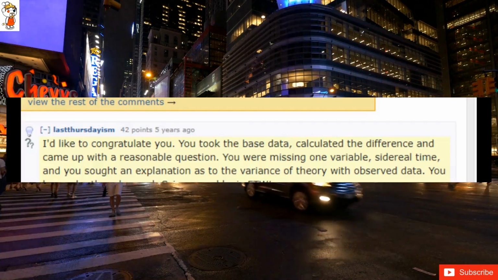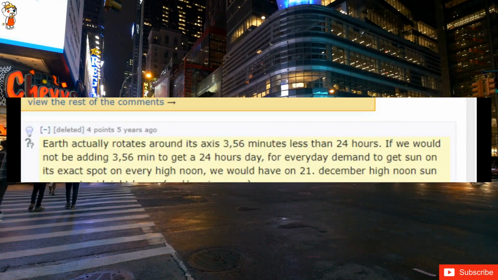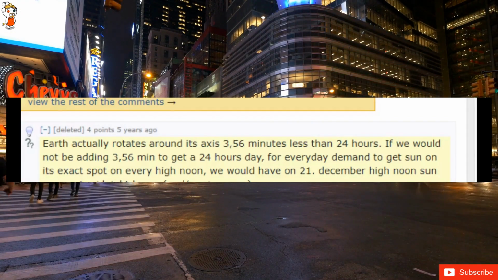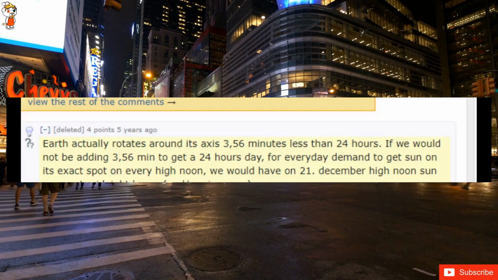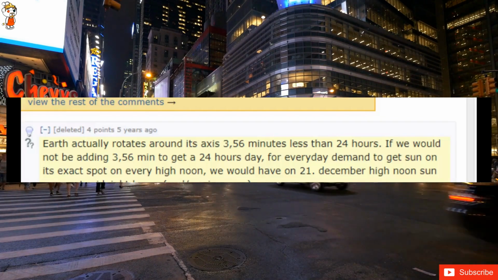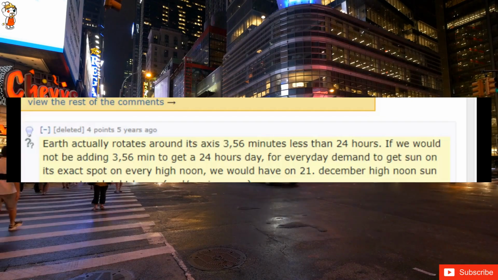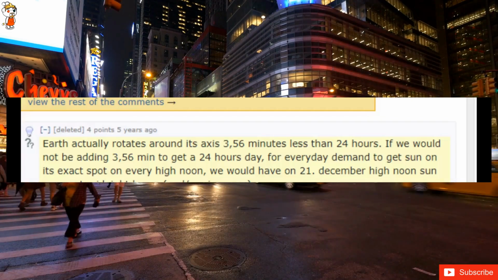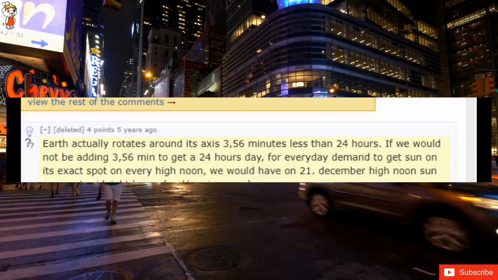Science and logic FTW. Earth actually rotates around its axis 3.56 minutes less than 24 hours. If we would not be adding 3.56 minutes to get a 24 hour day, for every day to get the sun on its exact spot at high noon, we would have on 21 December the high noon sun at exact midnight hours, and or vice versa.